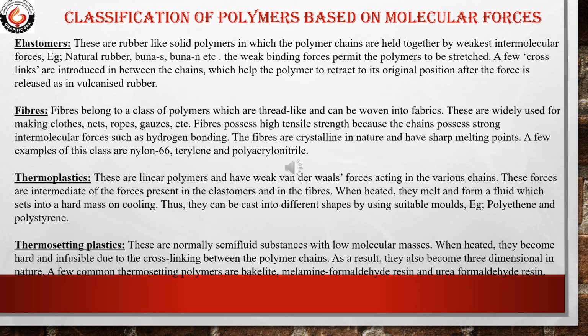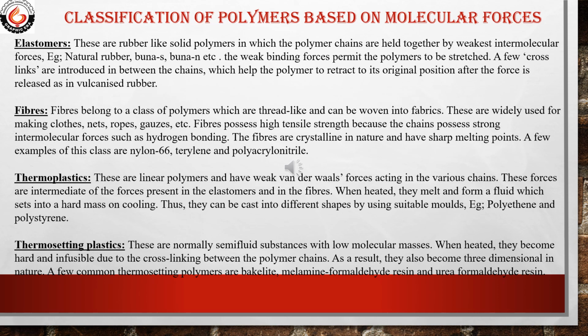Next is thermoplastic. Thermoplastics are polymers which can be melted and can be molded easily. These are linear polymers and have very weak van der Waals forces. The forces are intermediate between the elastomers and fibers. When heated, these types of polymers easily melt into a fluid and after cooling they again set into a hard mass. The most common examples are polyethylene and polystyrene.